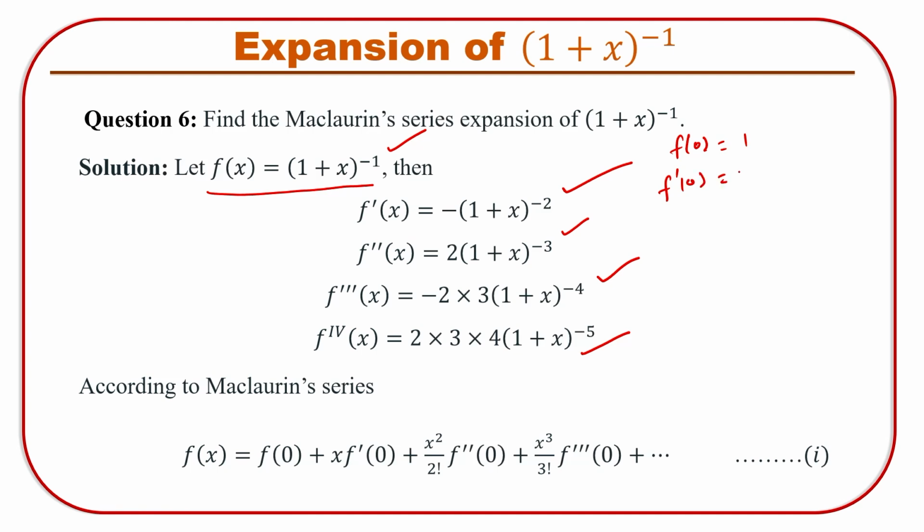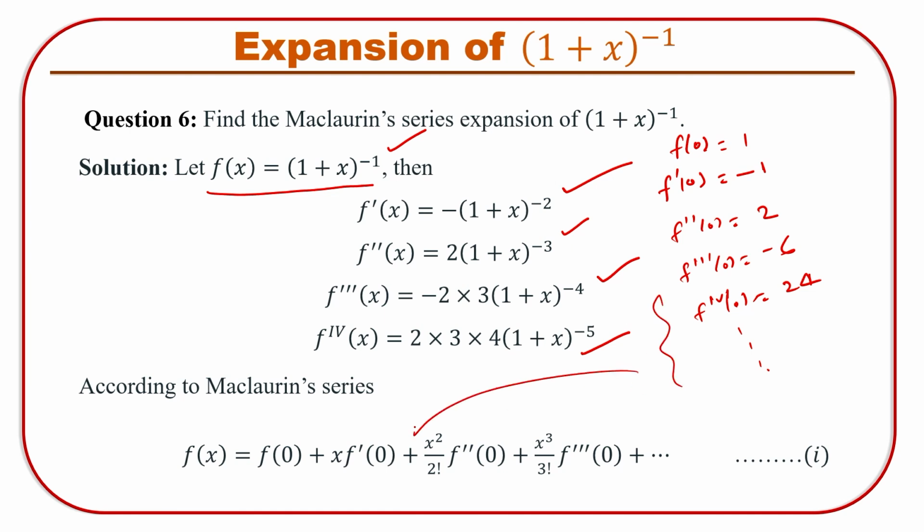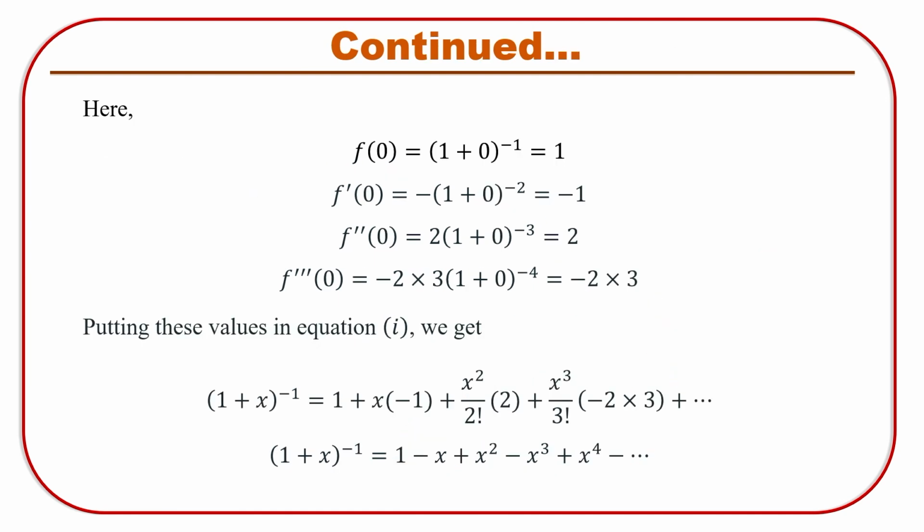f dash of 0 is equal to -1, right. f double dash of 0 is equal to 2. f triple dash of 0 is equal to -6. f fourth derivative of 0 is equal to 24, right, and so on. So, put all these values here, and this will give you 1 minus x plus x square minus x cube plus x4 minus and so on, right.